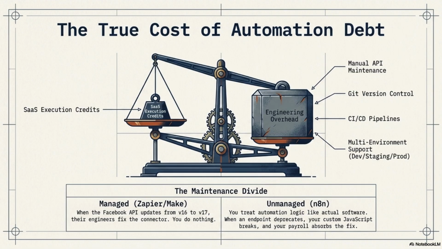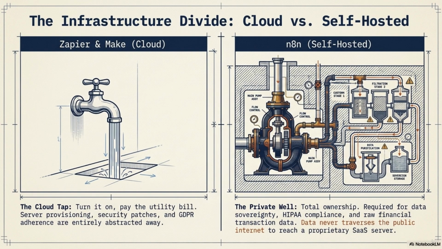Right. Because Zapier and Make are fully managed cloud platforms. Yep. Think of Zapier and Make like relying on a municipal water supply. You turn on the faucet, the water flows, the city manages the reservoir, the filtration plants, the water pressure, and all the compliance testing. You just pay your monthly utility bill based on your usage. That's spot on. You never have to worry about server provisioning, security patches, or maintaining SOC2 Type 2 compliance. The platform handles GDPR adherence out of the box. You just log into a web browser, and the infrastructure is entirely abstracted away.